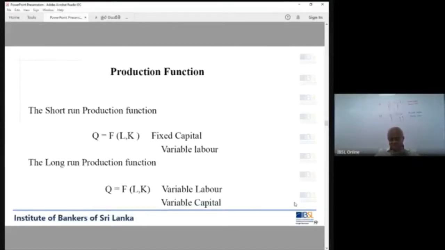Factory, labor variable, capital variable. You can expand the factory, get more warehouses, or at the same time you can change the scope of the business. Scope of the business. What is the scope of the business?